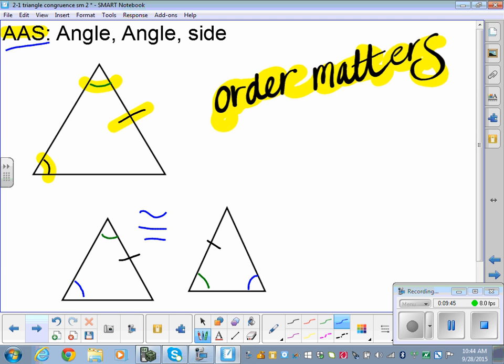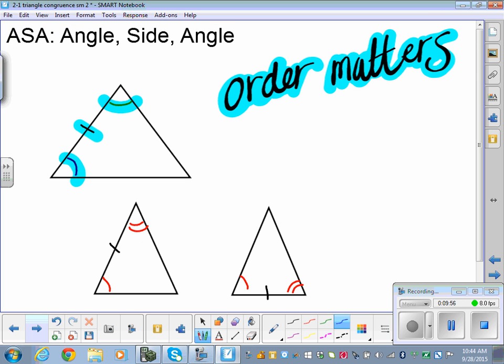Oh, now I do have people do this too. With this one, they'll say side, angle, angle, because technically you're given the side, then the angle, then the angle. That works too. Does that make sense? Okay. Next one.